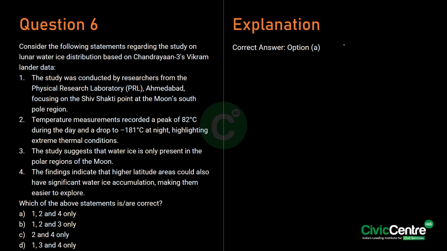So the sixth question here is a four-statement question which talks about Chandrayaan-3's Vikram lander data. See, the study conducted by PRL Ahmedabad using data from the Chandrayaan-3 Vikram lander provides valuable insights into the thermal environment and water ice distribution on the moon. The research reveals extreme temperature differences at the Shiv Shakti point with significant day and night temperature shifts. So statement 1 is correct. Statement 2 is also correct. These temperature differences between sun-facing and shaded slopes create conditions that are ideal for ice to accumulate, not just in the polar regions, but also at higher latitudes. Hence, the third statement is wrong because the findings indicate that even higher latitude areas could have significant water ice accumulation. Hence, the correct answer is option A, which is 1, 2 and 4 only.